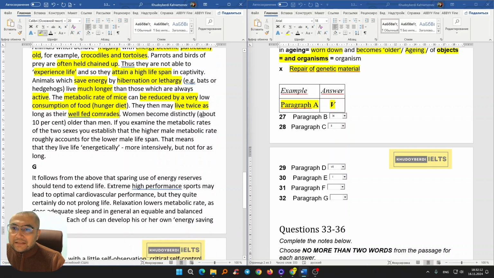Women become distinctly about 10% older than men. If you examine the metabolic rates of the two sexes, you establish that the higher male metabolic rate roughly accounts for the lower male lifespan, which means that they live life energetically more intensively, but not for as long.